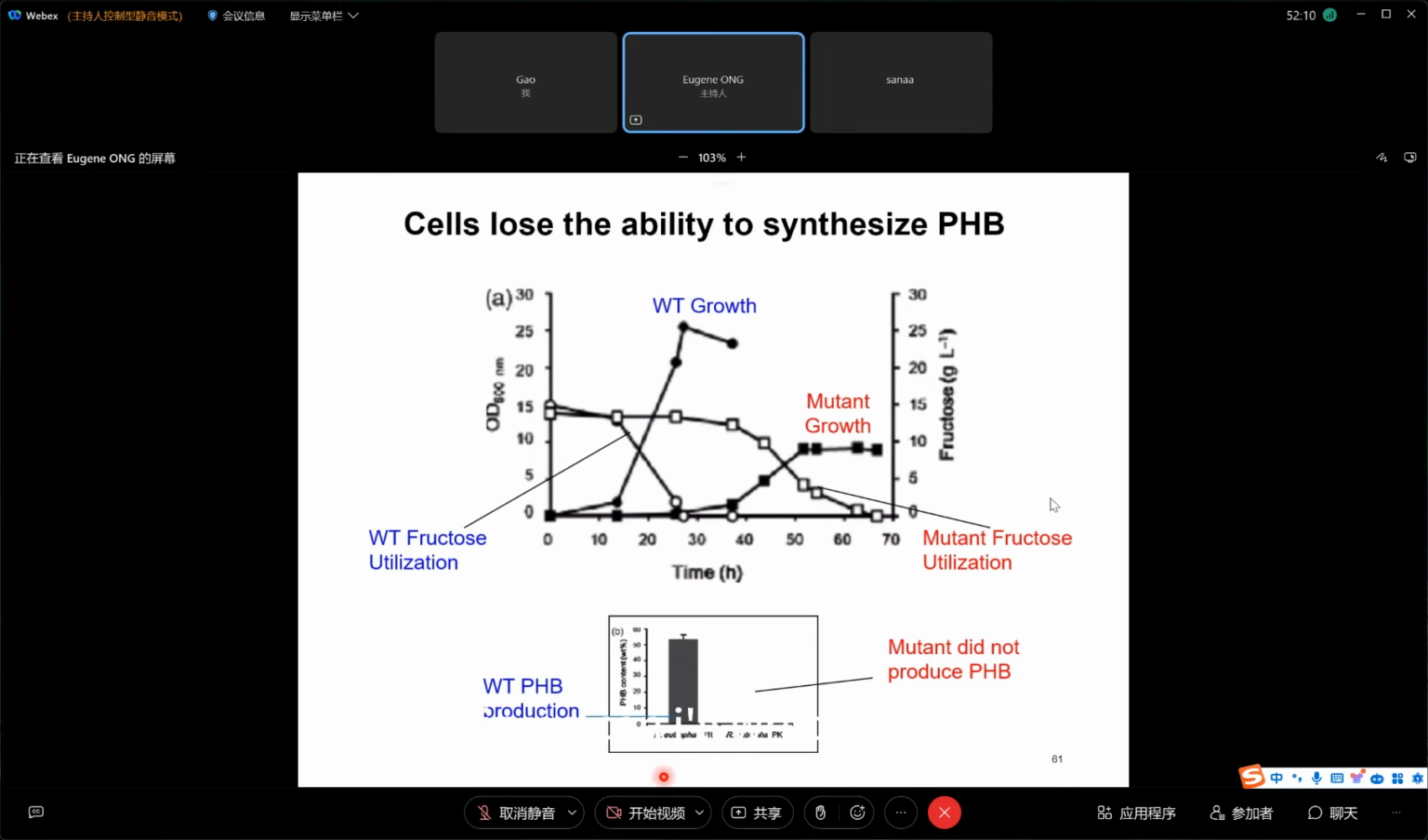Here again, we can directly tell them, okay, wild type production is here, and for the mutant, there's no production. Because as I told you just now, instead of only presenting the data, you need to tell them what the data is. Okay, so you need to tell them where to look and what to look at.